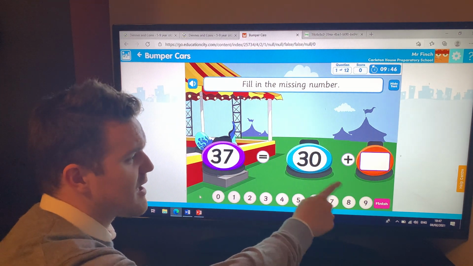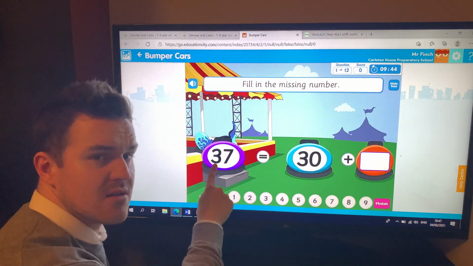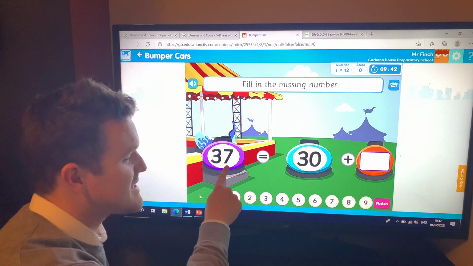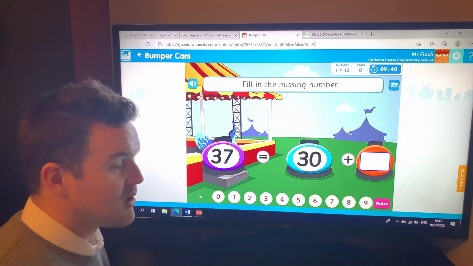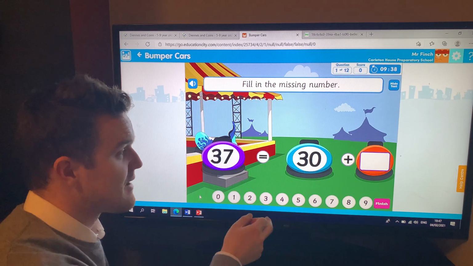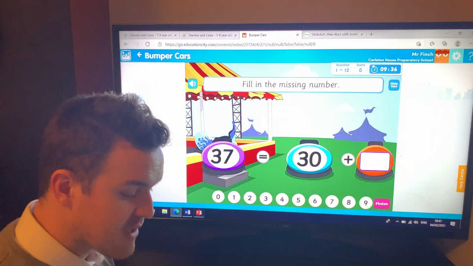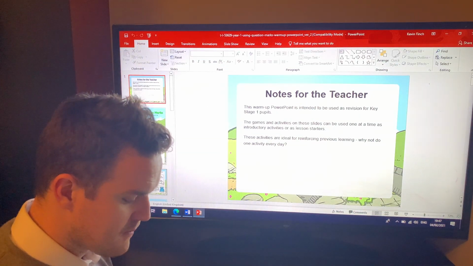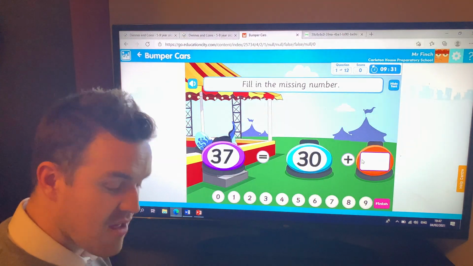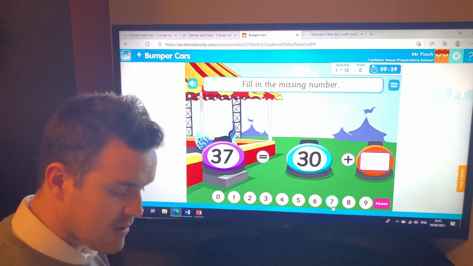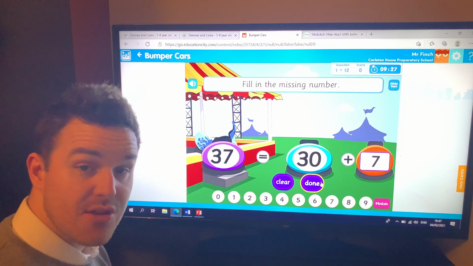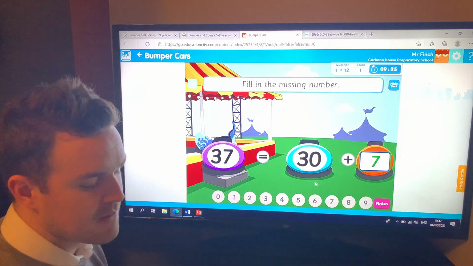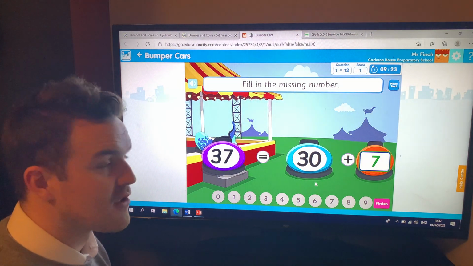37 equals 30, add something. Now we know that's 30, but what does that mean? Does that mean 70 or does that mean 7? Well, I know when I say it, 37. So 37 equals 30 plus 7. See? 30 plus 7 equals 37, or the other way around. Let's have another go of another one.